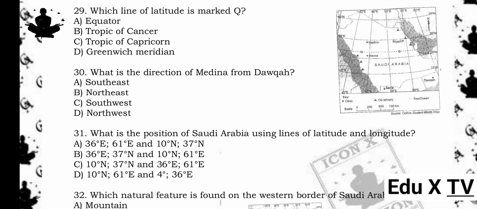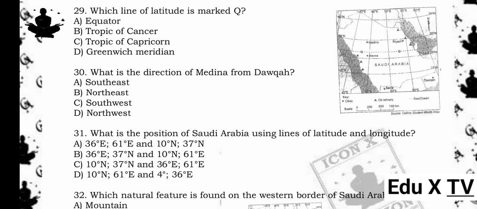30. What is the direction of Medina from Dhaka? A. Southeast. B. Northeast. C. Southwest. D. Northwest. The answer is D. Northwest. Reason being, Medina is located to the northwest of Dhaka on the map.